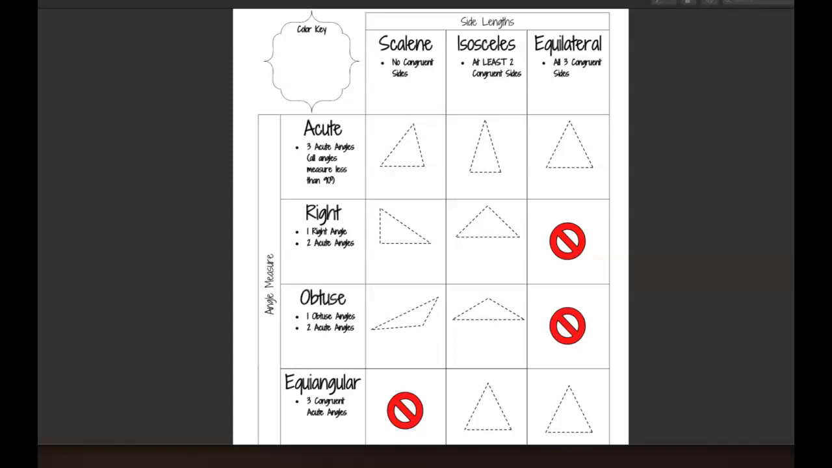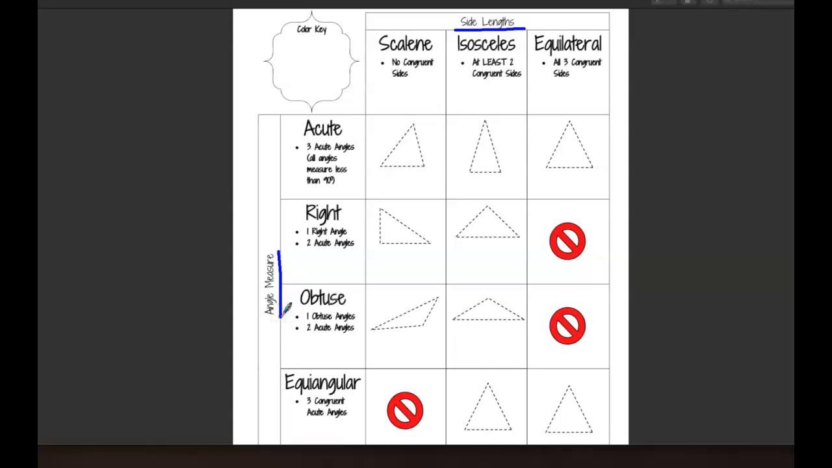On in your notebook. But we are going to be talking today about triangle classification. This is something that should be a review from previous years, but we're going to go through it again and then have it in our notebooks to reference in the future. There are two ways that we can classify triangles. We can classify them by their sides and we can classify them by their angles.